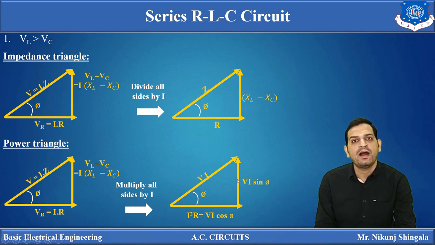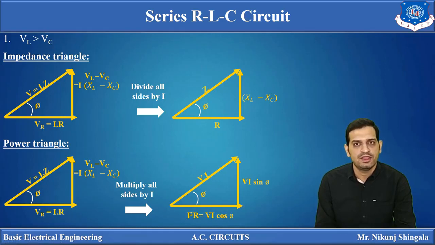Now this is the reactive power, imaginary power, VI sin phi, because this side is nothing but V sin phi. If we multiply this side by I, we get VI sin phi. And this, if we multiply by I, we will get I square R. Now this side is the active component of V, that is V cos phi, into I. So I square R is equal to VI cos phi. That is the active power, true power or real power consumed in this circuit. So this is how we can draw the impedance triangle, voltage triangle and power triangle for the series RLC circuit.